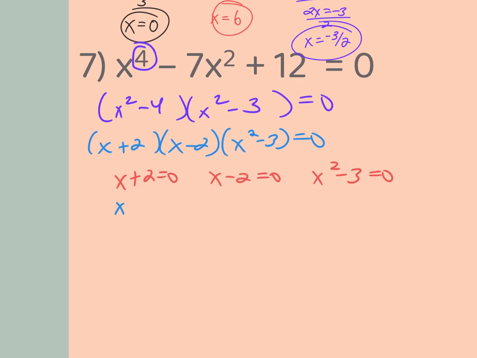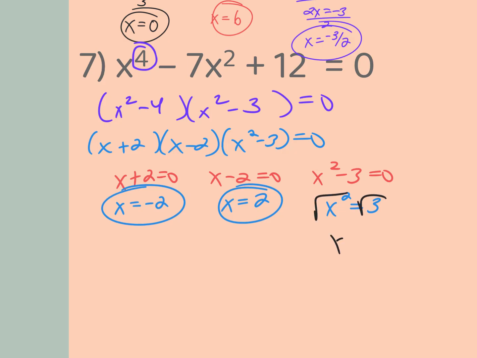My first equation over here on the left, x equals what? -2. My equation in the middle, x equals what? +2. And then my third equation, I have x squared equals 3. Do what to each side? Yep. So x equals, what goes in front of your answer? Plus or minus. And do we know the square root of 3? No. Again, all 4 of these answers are what? Real or imaginary? They're real.